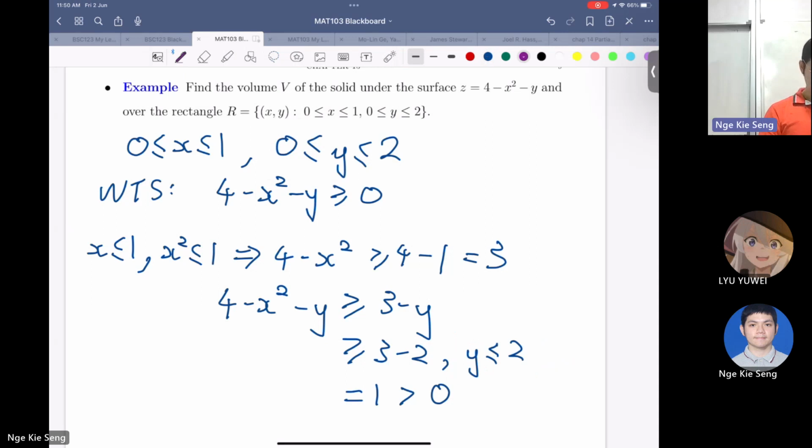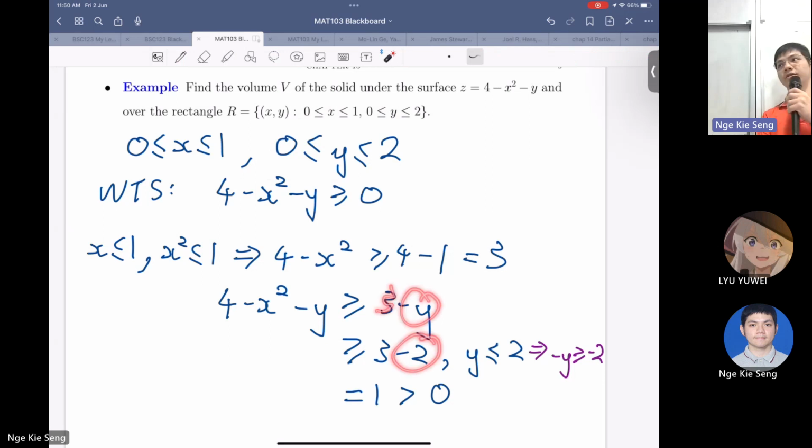If you like, I can do a bit further reduction here. So it's minus y greater than or equal to minus 2. So you add minus y and minus 2 on both sides of 3, and you attain the inequality. Can follow so far? Okay, so this is everything positive.